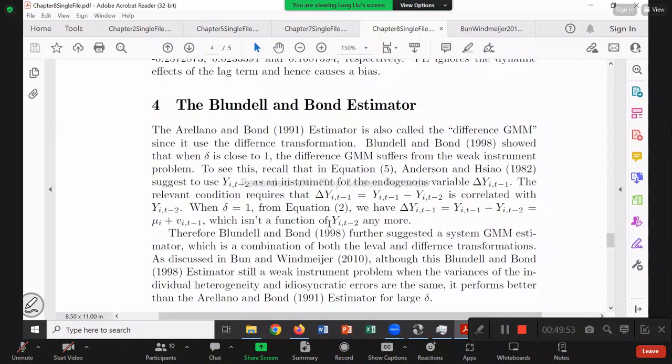Almost there. We already introduced the Anderson-Hsiao estimator and the Arellano-Bond estimator, right? So we're going to introduce one more estimator called the Blundell-Bond estimator. Bond is the same Bond.